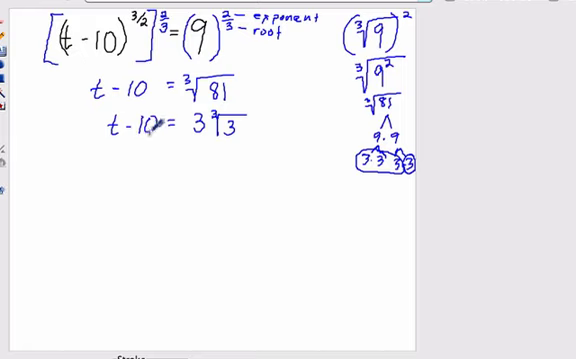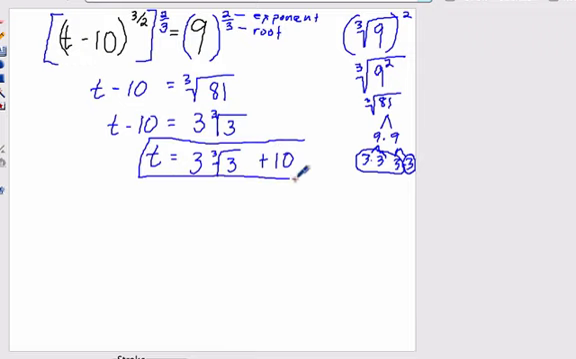Okay. Now we just need to solve this the rest of the way. Over here we need to get t by itself, so we add 10 to both sides. We get t equals 3 times the cube root of 3 plus 10. Okay, now this is our answer.